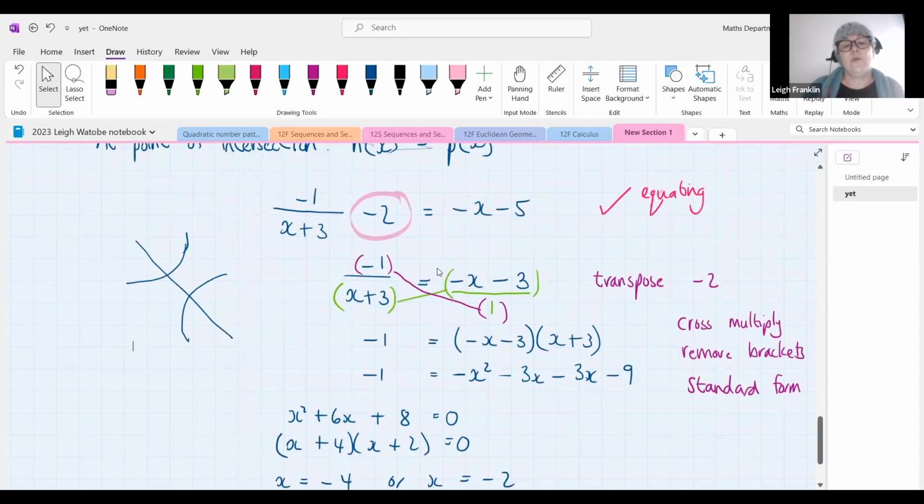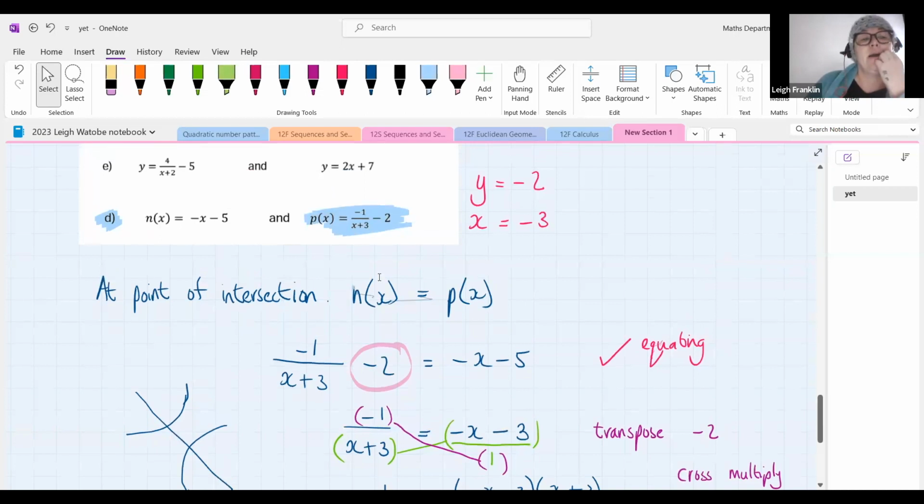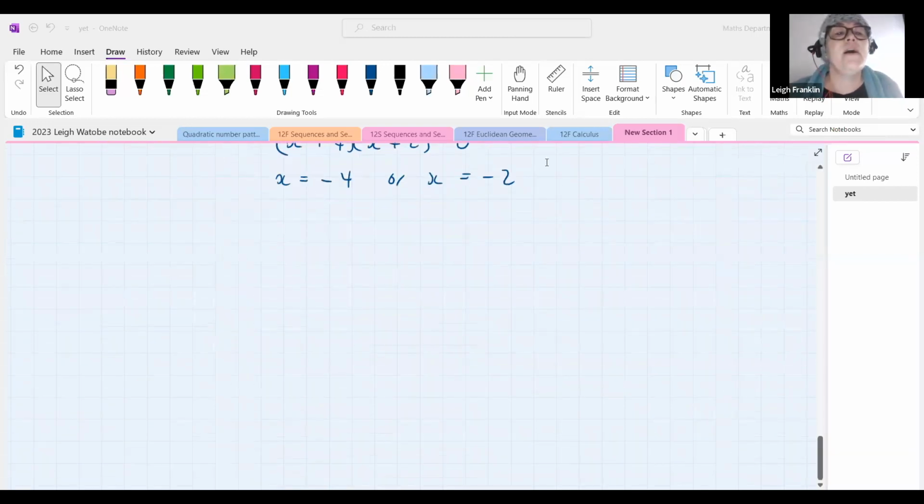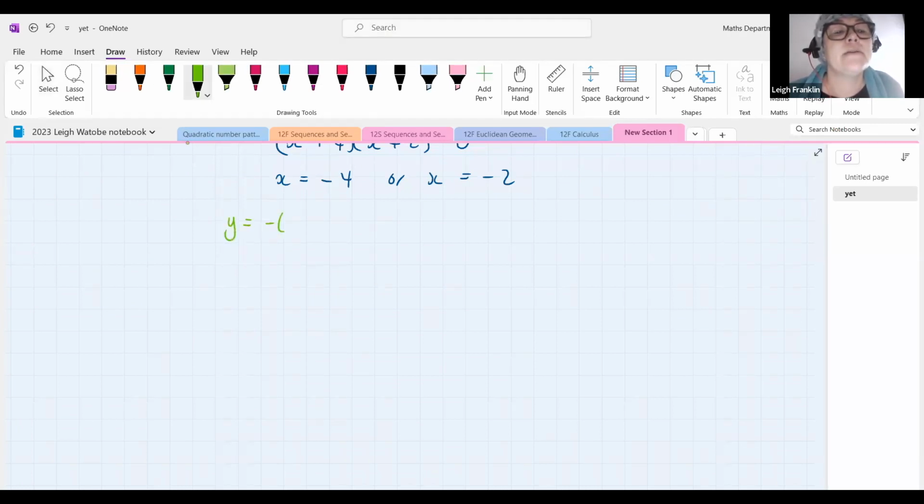Now we want to go back and work out what the corresponding y is. It's always easier to use the straight line. So we rather want to sub into n of x rather than p of x: minus x minus 5 in order to get our y's. So that gives us 4 minus 5, which gives us negative 1. So we've got negative 4, negative 1 as one point of intersection.